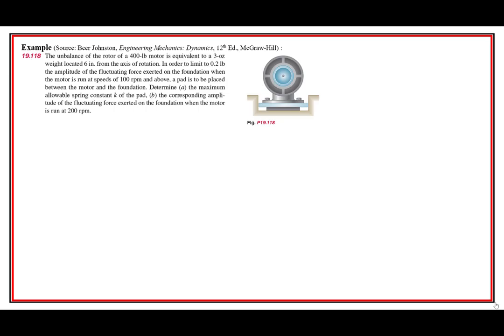All right, so here's an unbalance of a 400-pound motor. So I'll write that down. The weight is 400 pounds. And there's a little guy. I'm going to call him a mass, but they're giving him in ounces, so he's kind of a weight. A 3-ounce mass, and he's located 6 inches from the axis of rotation. Right, so somewhere up here, he's rotating. There's 6 inches right there.